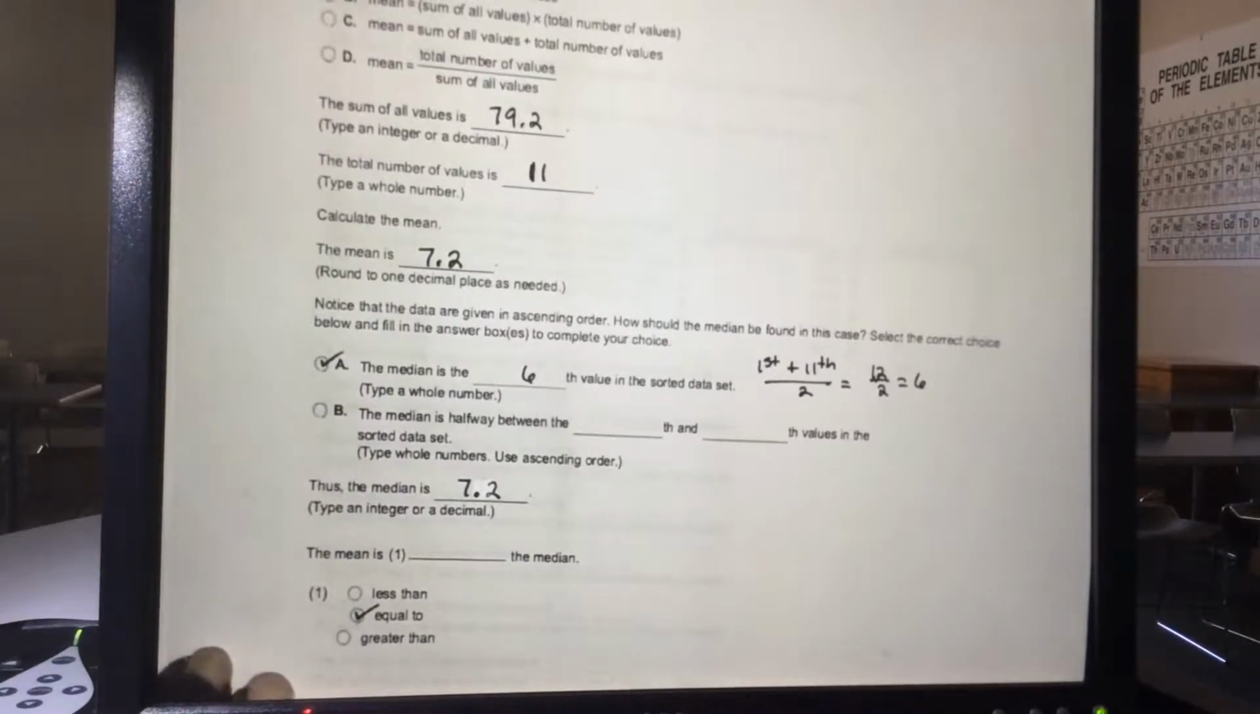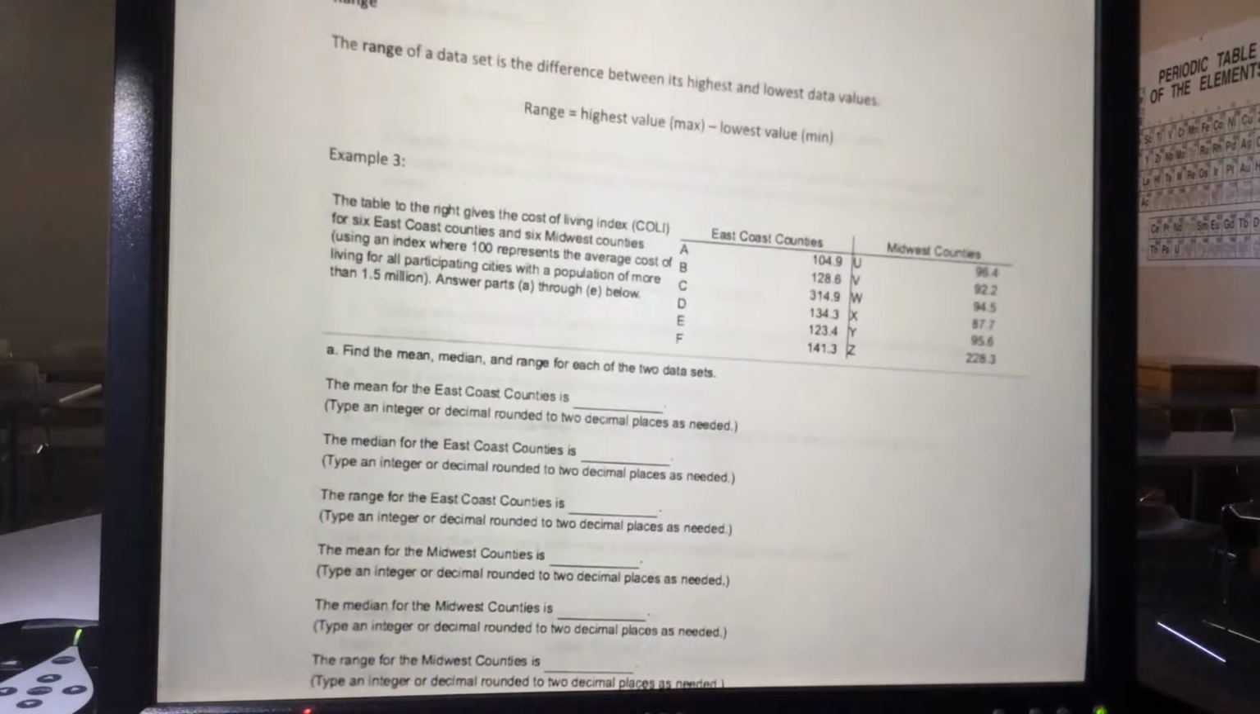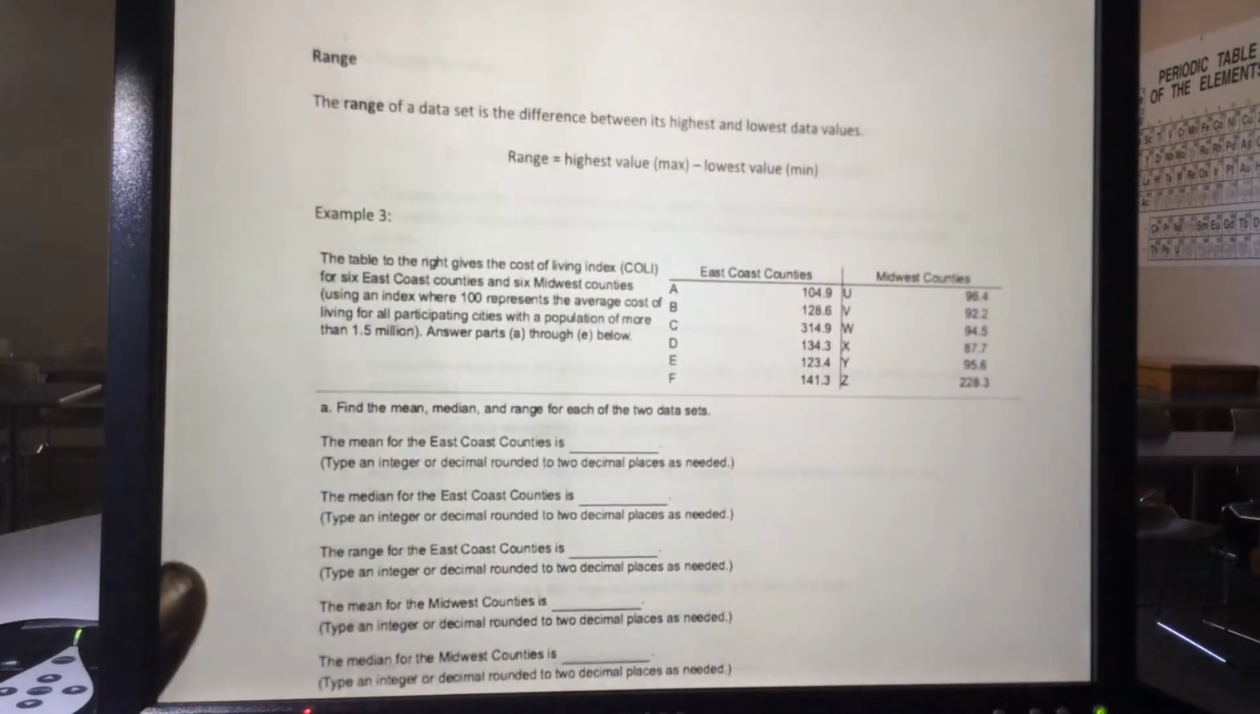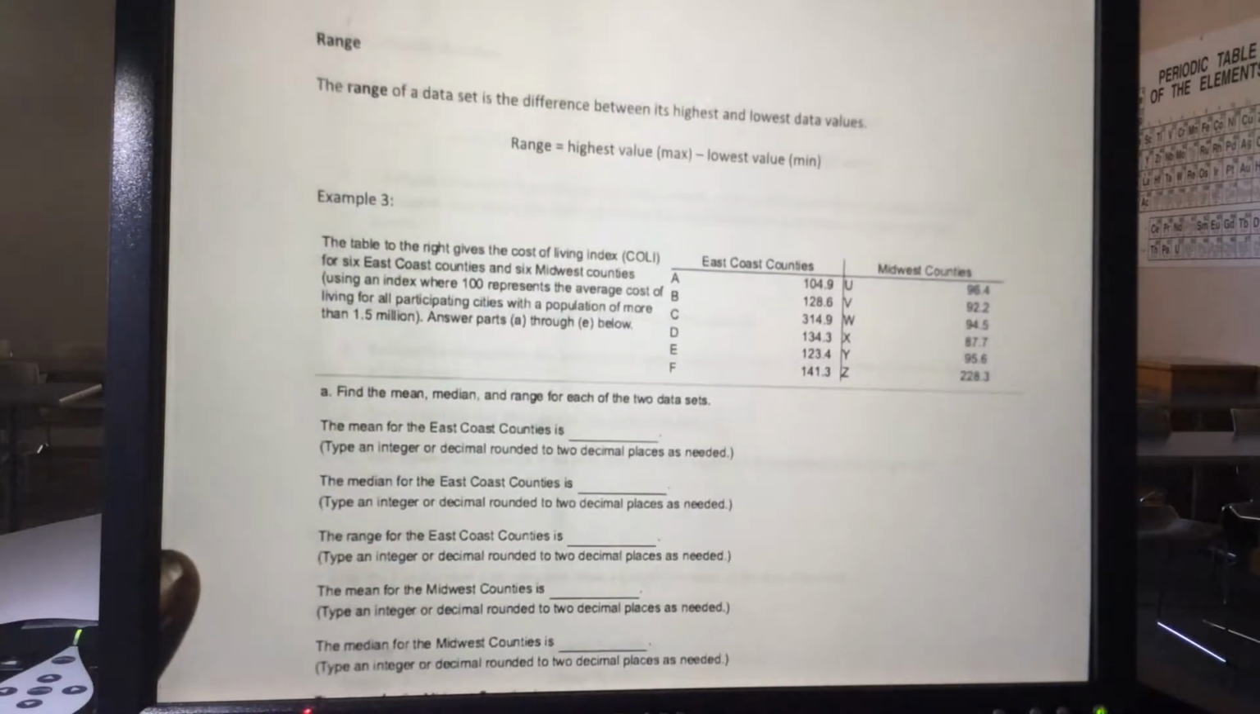All right, on the next page, we're going to talk about something called the range of a set of data. We'll start with the easiest measure of variation, which is the range. Now, the range of a data set is the difference between its highest and lowest data values. So the range is going to be the highest value minus the lowest value.